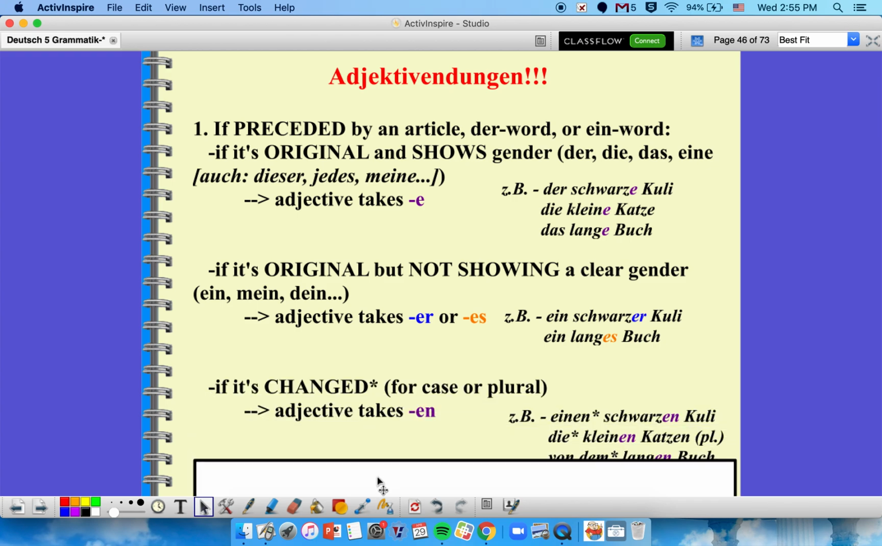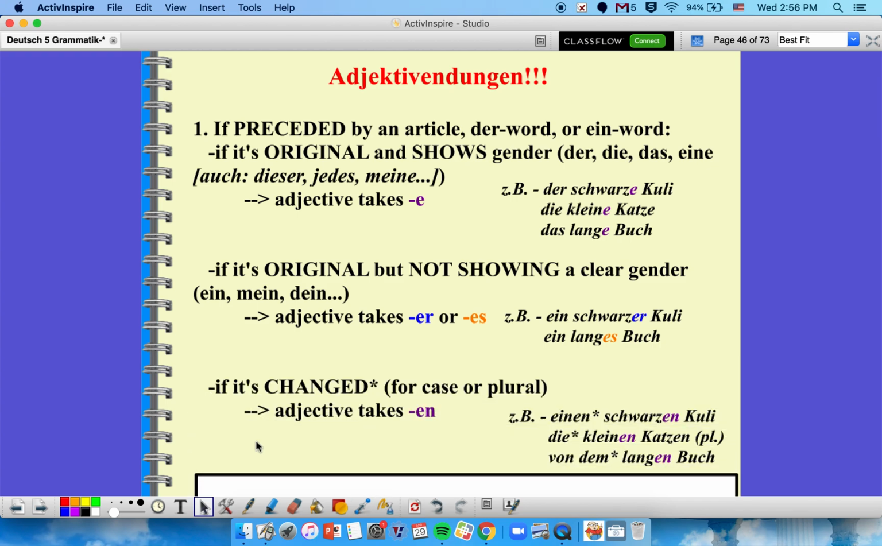Okay, but what if you have, and this is a lot of the time in German, as we saw in our last video with the cases, what if you have a changed article word? So if you have a changed article word, either it's changed for the case or it's changed for plural, then any adjectives following that are going to take an en ending. And this happens a lot of the time. So just a couple examples here.